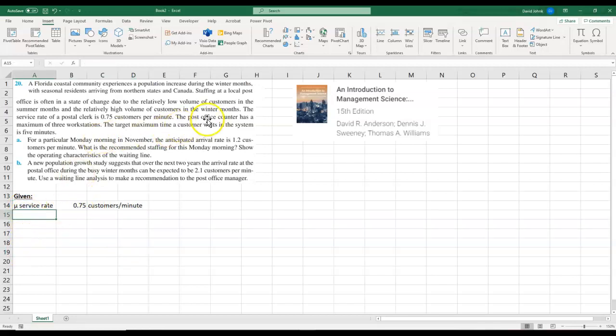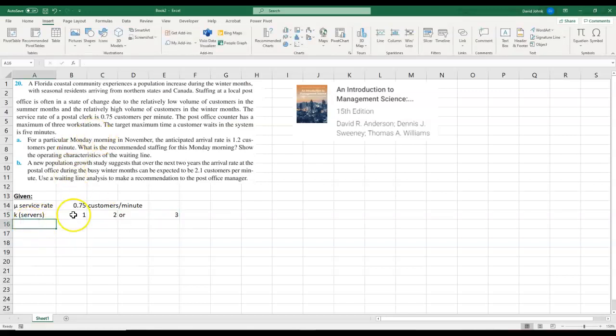Okay, and then it says the post office counter has a maximum of 3 workstations. So K, workstations we usually call K, or you say servers. That's usually a workstation, like a server. It'd be 1, 2, or 3, right?